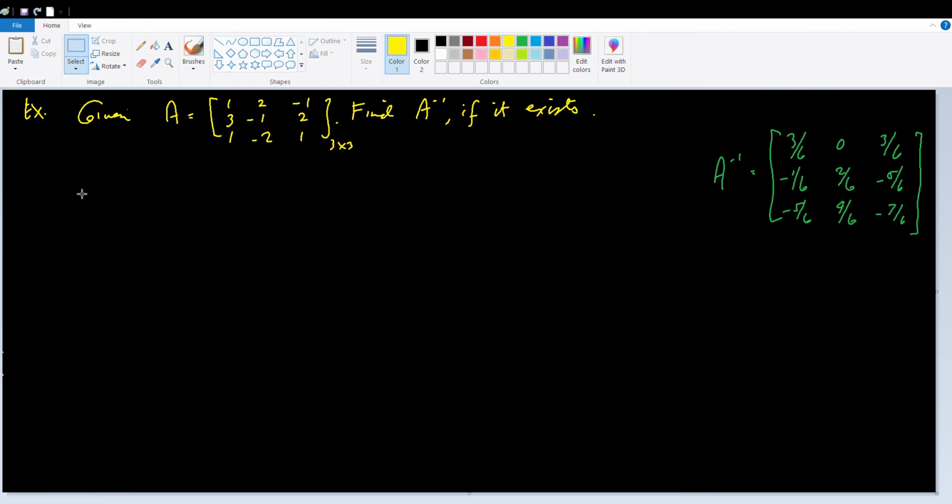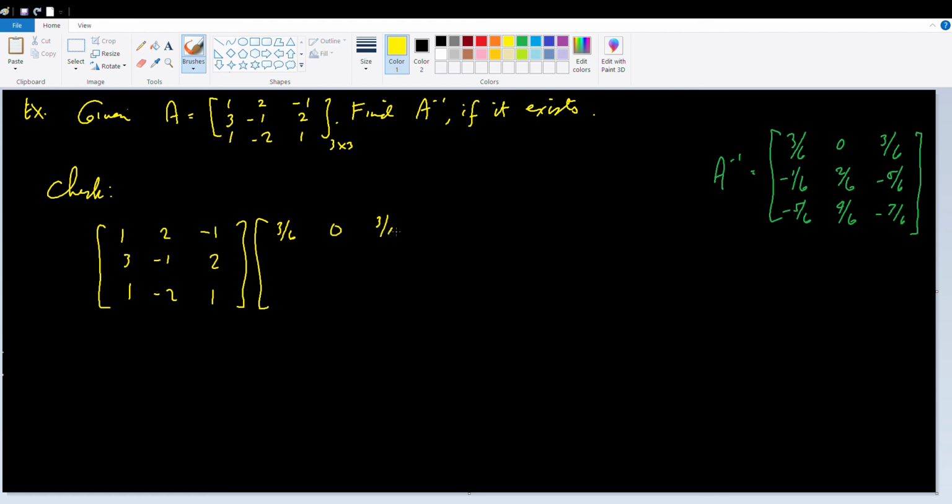So we check by rewriting matrix A, 1, 2, negative 1, 3, negative 1, 2, 1, negative 2, 1, multiplied to 3 over 6, 0, 3 over 6, negative 1 over 6, 2 over 6, negative 5 over 6, negative 5 over 6, 4 over 6, negative 7 over 6. Okay?